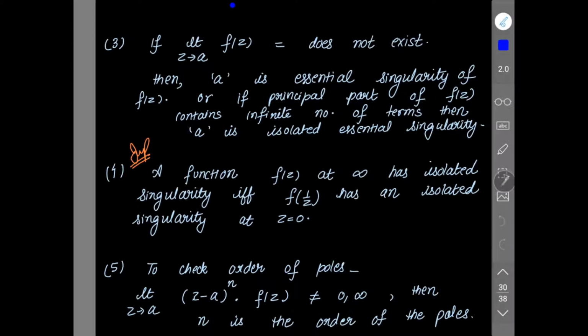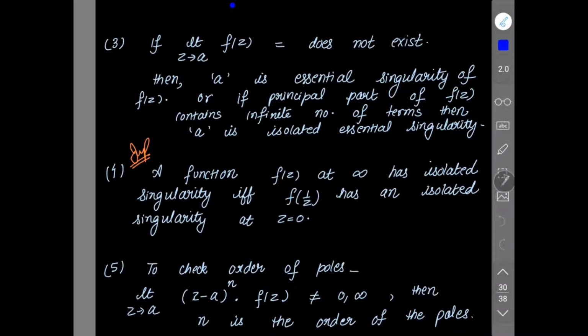Third one is, if limit z tends to a of f(z) does not exist, where a means the point at which you take the limit, then that point a is an essential singularity of f(z). Or if the principal part of f(z) contains an infinite number of terms, then a is an isolated essential singularity. Isolated means the one and the only singularity in the finite part of the plane.